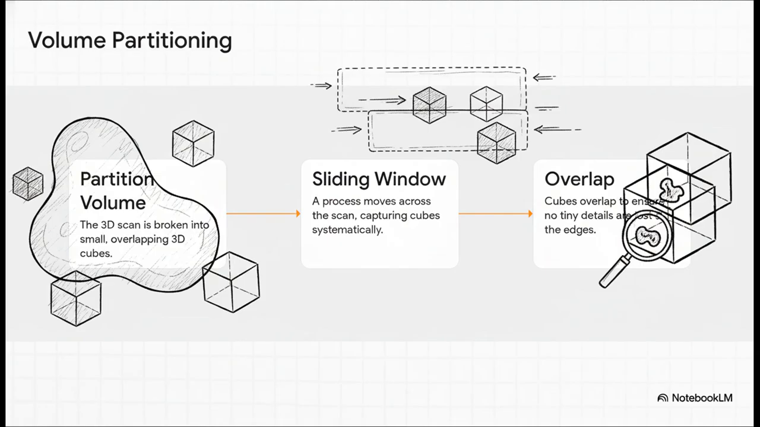Here's how it works. Instead of trying to clean up the entire 3D image all at once, which is incredibly difficult, a smart algorithm breaks it down. It chops the whole thing up into thousands of tiny little 3D cubes, and they overlap. Think of it like a sliding window that moves methodically across the entire scan, cube by cube, making sure that absolutely no detail, no matter how small, gets lost between the cracks.